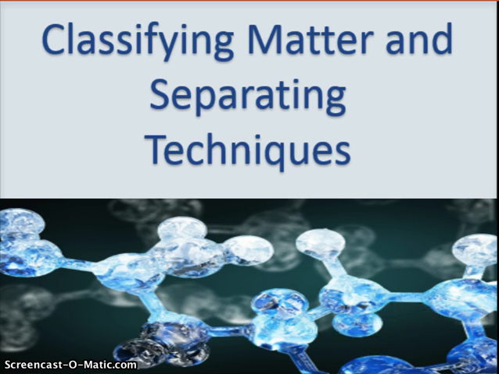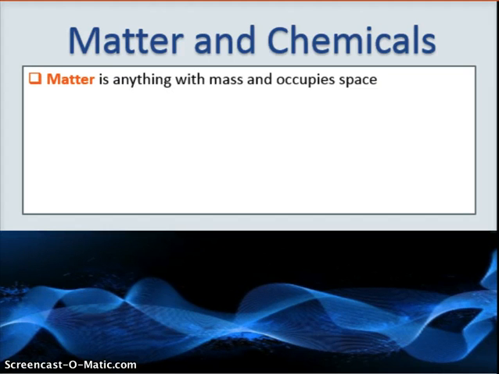The first thing you should know is that matter is anything that has mass and occupies space. For example, the electron is the smallest particle that exists. Even though it's very tiny, it does have mass and it does occupy space in the atom, so it's considered matter. There are 118 elements in the periodic table.